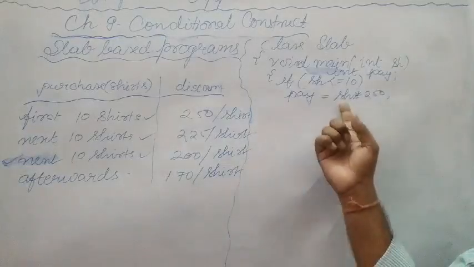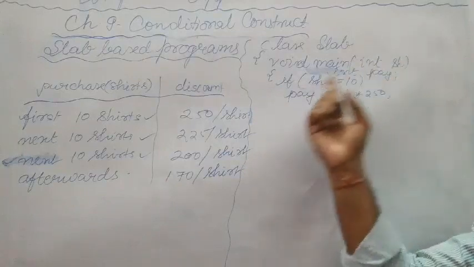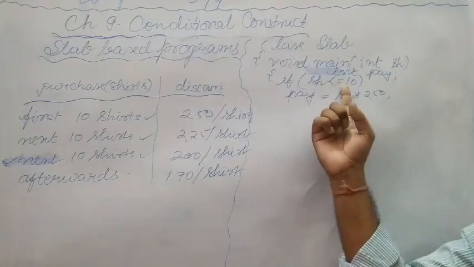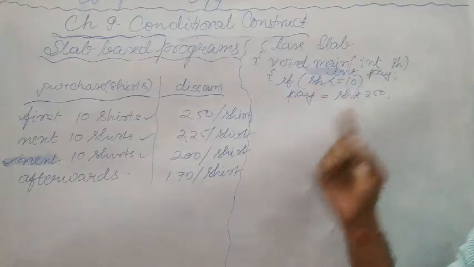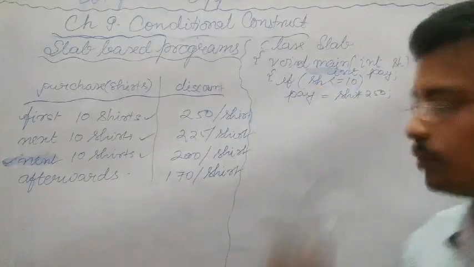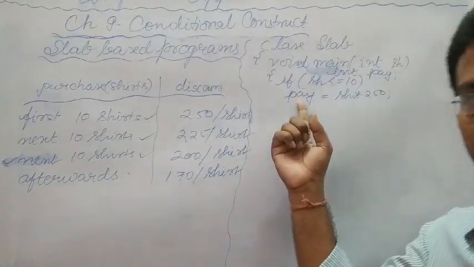Are you getting this logic? Suppose I have given 5 shirts here. So 5 is less than 10? Yes. So what will happen? 5 into 200 will be done, 250 will be done. So whatever answer comes will be stored in the pay variable.